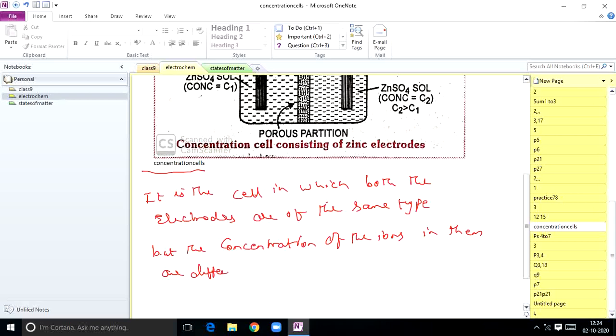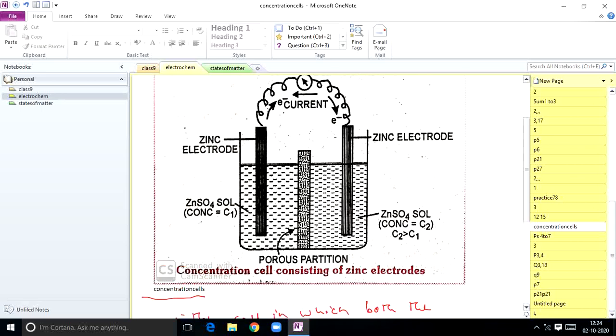This is very, very important. What is meant by a concentration cell? It is a cell in which both the electrodes are of the same type, but the concentration of the ions in them are different. See this example here. This is a concentration cell consisting of zinc electrodes. If you observe, both anode and cathode are made up of the same electrode. Both are zinc electrodes. So a zinc rod acts as an anode, and at the same time a zinc rod acts as a cathode.